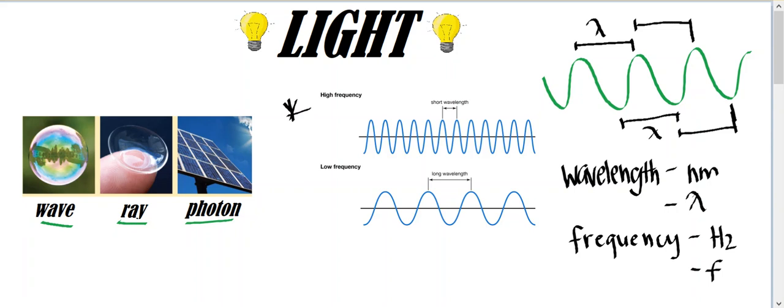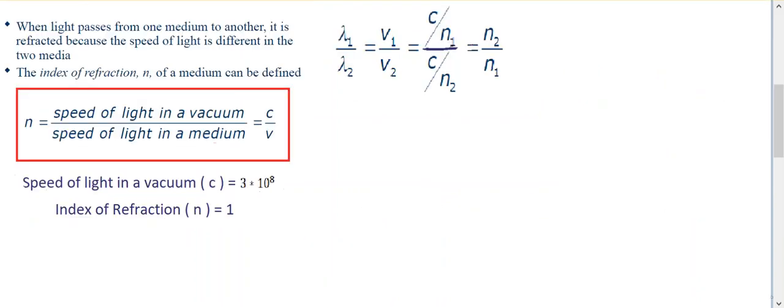An important equation that combines these two and explains their relationship is that the velocity or the speed of waves is equal to the frequency times the wavelength. It's an important equation to understand when dealing with waves. So when light passes from one medium to another, meaning from air to water, water to another liquid, syrup, it is refracted, meaning it changes direction because the speed of light is different between the two mediums.